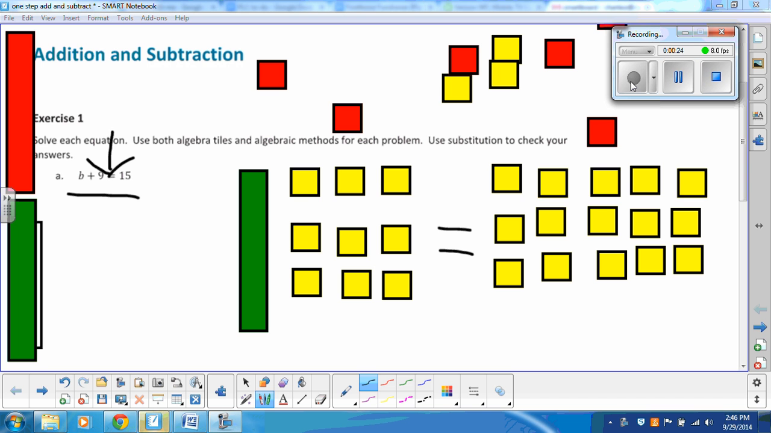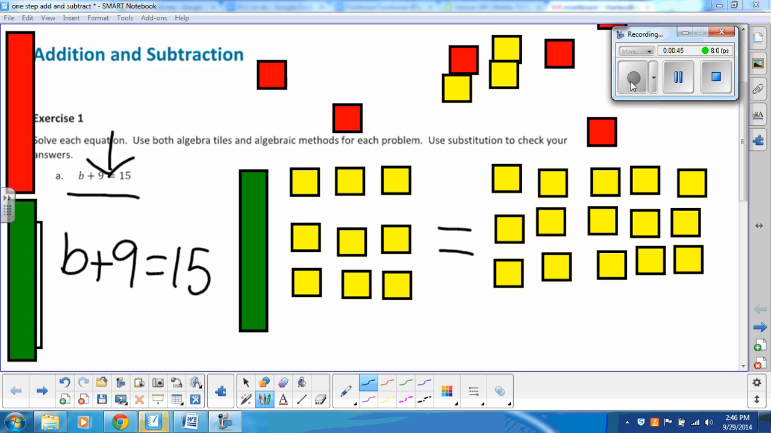An equation is two expressions that are equal to each other. So some number plus 9 equals 15, and the some number is represented by the variable b. It is the unknown. You may be able to do this one in your head, but we're going to use models to see what the correct answer is, to give you a better understanding of algebra.